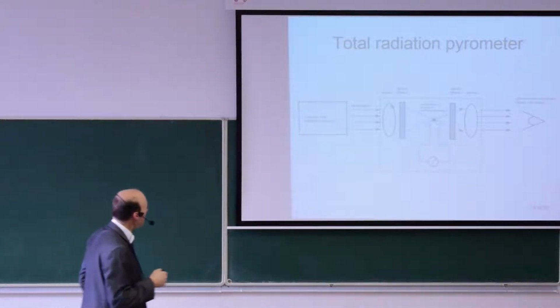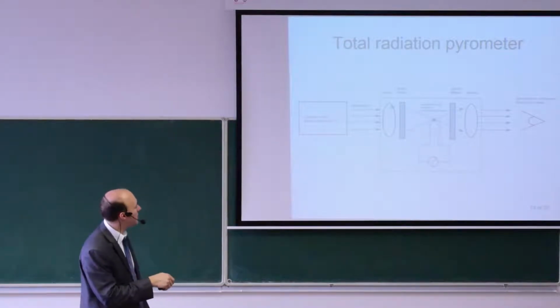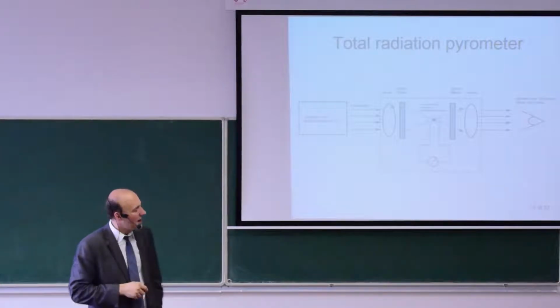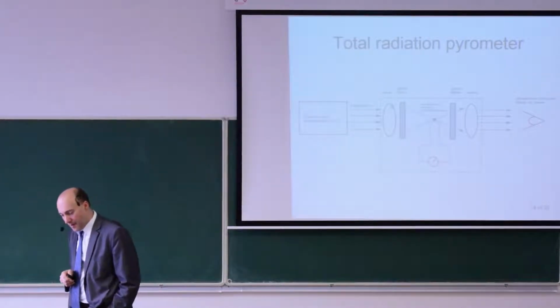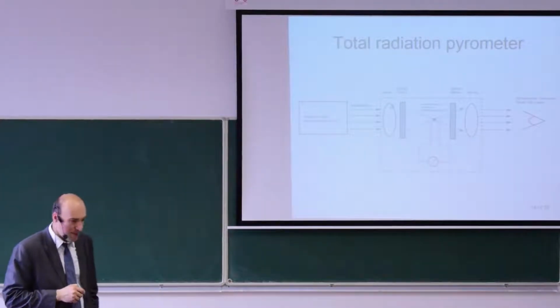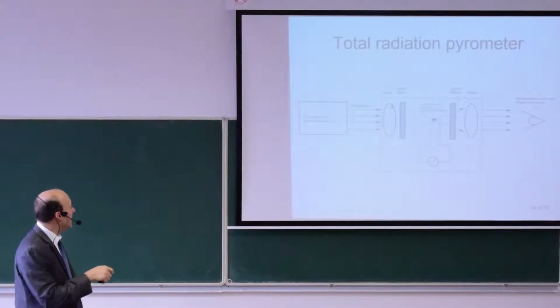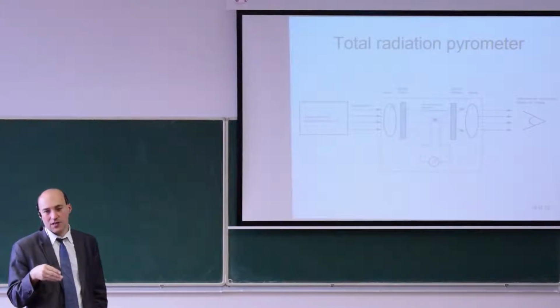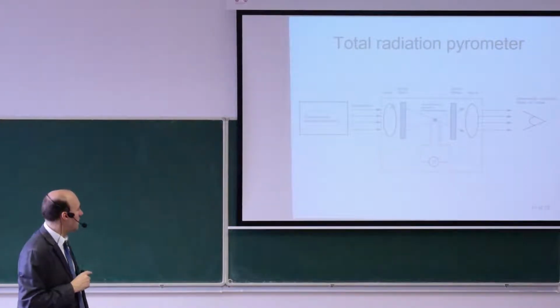So the total radiation pyrometer then looks like this. This is the sensor itself. So it's either a thermocouple or an RTD. Here you have a set of lenses and filters that focus the radiation on this detector.